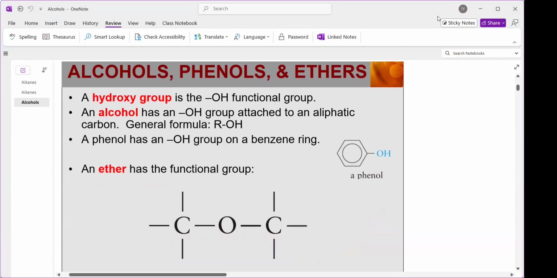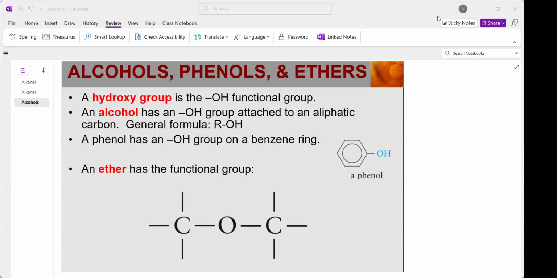Now, an alcohol is an OH group. Most people, when they hear the word alcohol, think of drinking alcohol, but there are hundreds of thousands of different kinds of alcohols. Cholesterol, for example, is an alcohol. Sugars are alcohols. Carbohydrates, alcohols. Lots and lots and lots of alcohols.